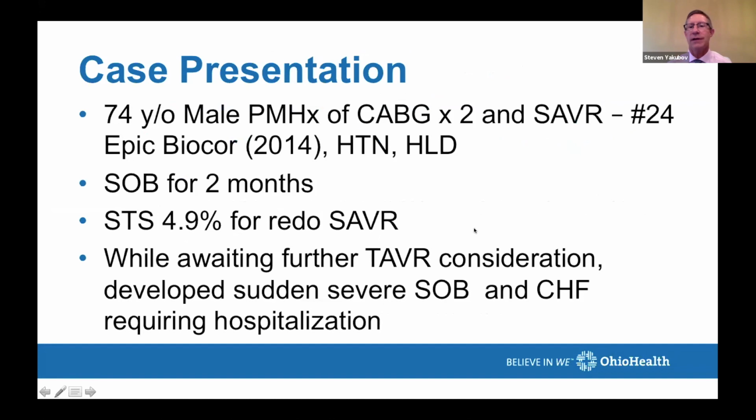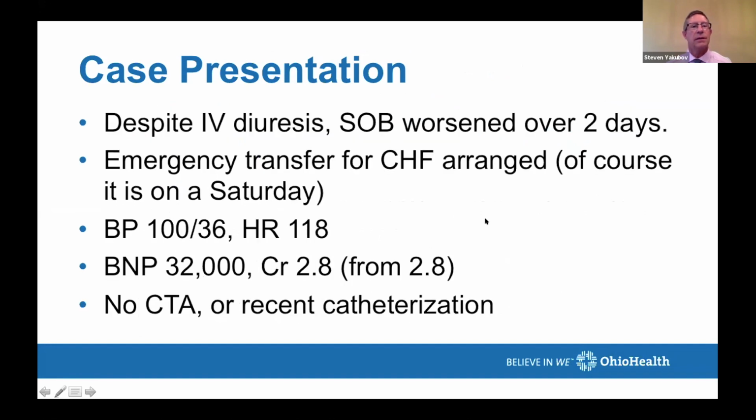So I don't know if I have control of my slides. There we go. Despite IV diuresis at an outside institution, his shortness of breath worsened and he needed to be transferred emergently for heart failure management on a Saturday. It always happens. So fortunately, his blood pressure is 100/36. He's really in cardiogenic shock to some extent. BNP's off to the races, and his creatinine had climbed from 2 to 2.8 in the past day.